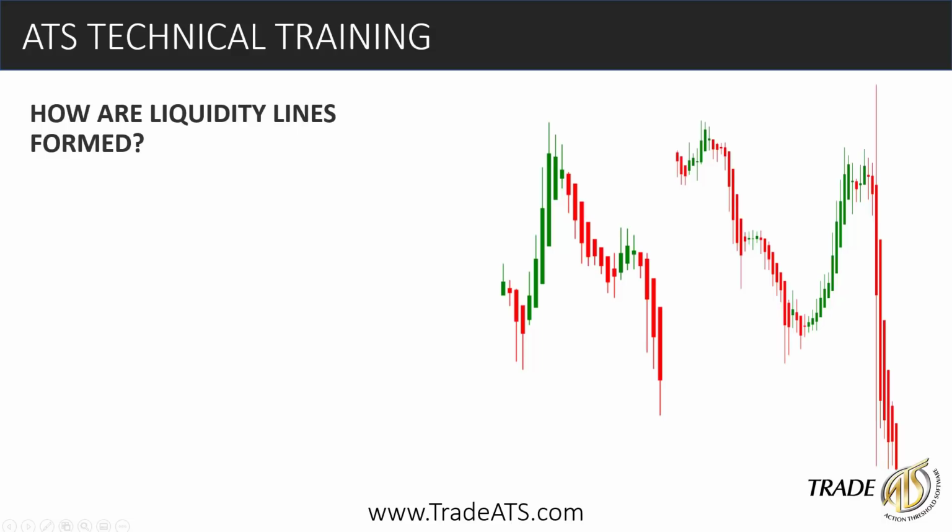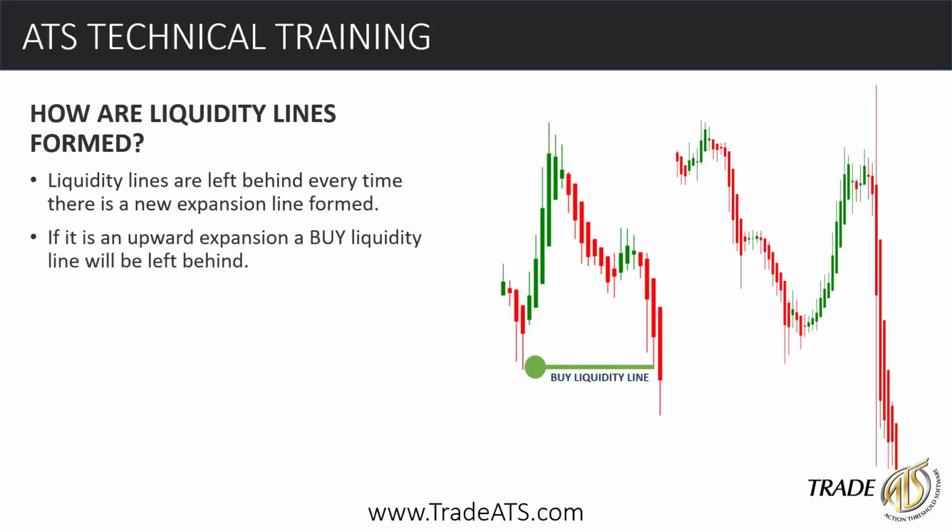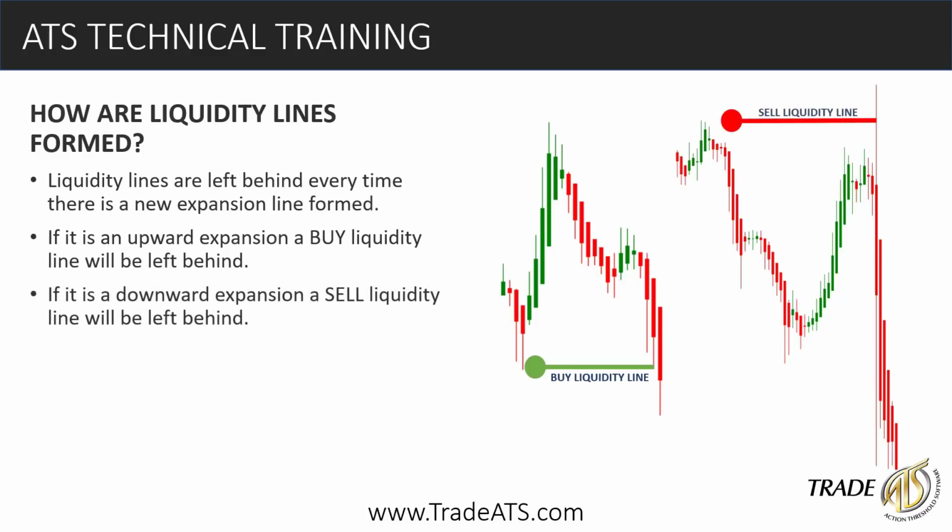So how are liquidity lines formed? Liquidity lines are left behind every time there's a new expansion line formed. So every time we go into the expansion phase, you get that white line. It's going to be accompanied by a liquidity line as well. They come as a pair. If it's an upward expansion, a buy liquidity line will be left behind. If it's a downward expansion, a sell liquidity line will be left behind.